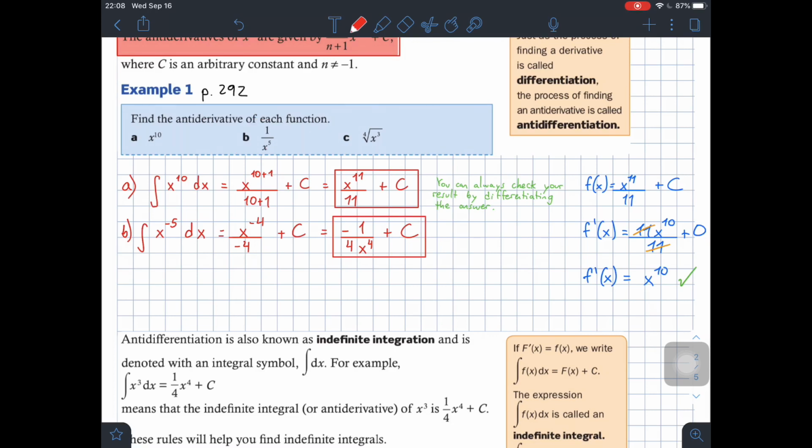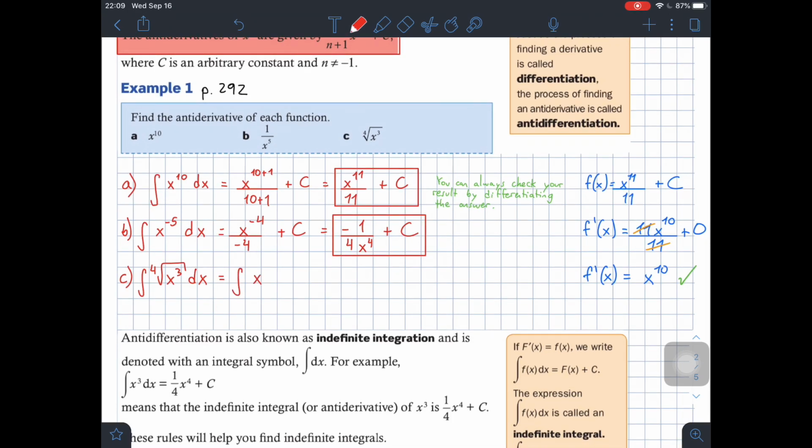Okay, now let's see part C, the last one. We want to find the antiderivative of the fourth root of x cubed, right? In order to do this, it's better if we rewrite this using a fractional exponent, right? This is the same as saying the integral of x to the power of 3/4. Remember, it's always this power divided by this power. So this is times the x here.